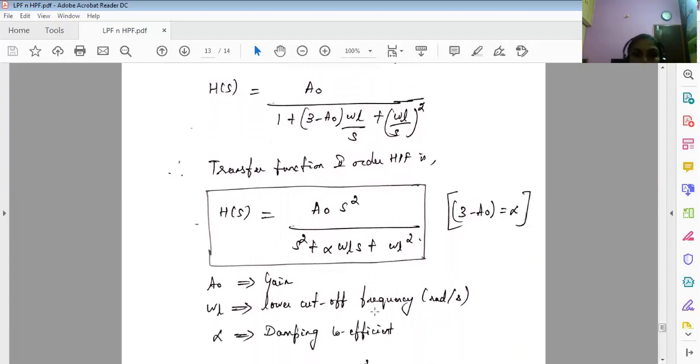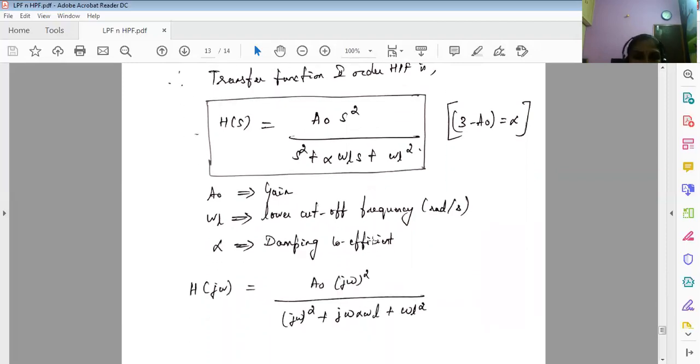You've already seen what alpha is in the previous low pass filter, where alpha is called the damping coefficient, and omega L is the lower cutoff frequency in radians per second. A naught will be the gain. So this is the equation for the second order high pass filter, the transfer function of the second order high pass filter.